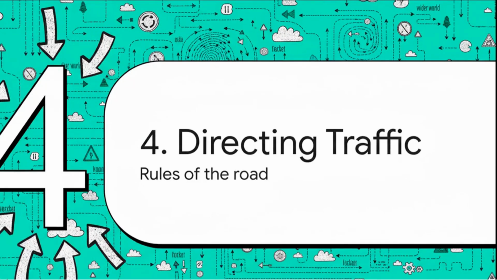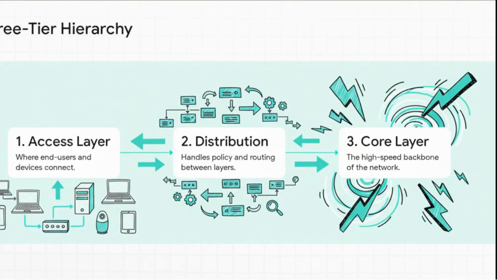All right, our network is built, it's organized. Now for arguably the most important parts, setting up the rules of the road. We have to create a system that directs data where it needs to go, both inside our little network and out to the rest of the world. A classic way to handle this is with a 3-tier hierarchy. So at the bottom, you have the access layer. That's where you and I plug in our laptops and phones.